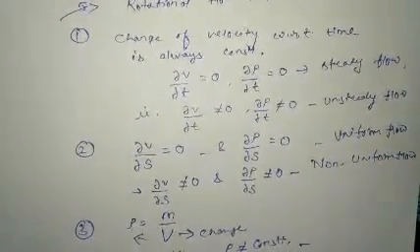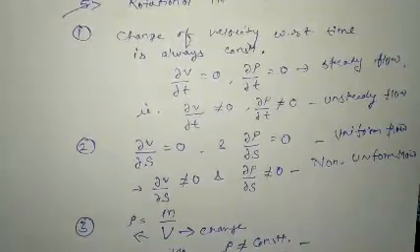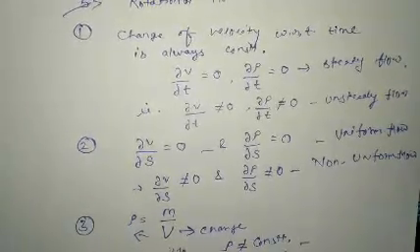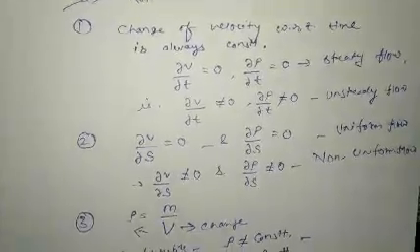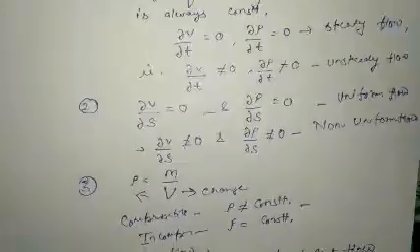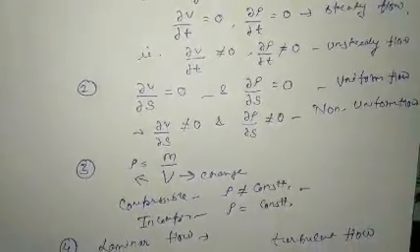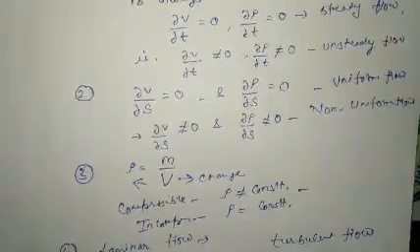And the third is compressible flow. We know that rho is m upon v, mass upon volume. If we change the volume, the density also changes. So we can say that density is not constant in compressible flow, and in incompressible flow, rho is always constant.